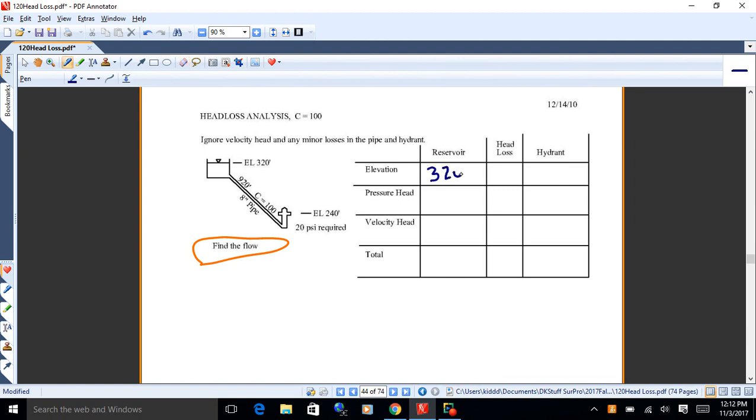There's 20 psi required at the hydrant. It's a pretty common number there. I think we'll ignore velocity head. So 20 psi is kind of this threshold number that you need to maintain in a water distribution system. You don't like to go below that for fear of having a vacuum somewhere that could pull contaminants into the system.